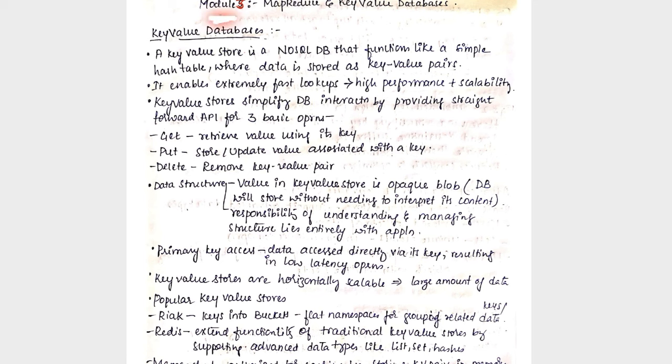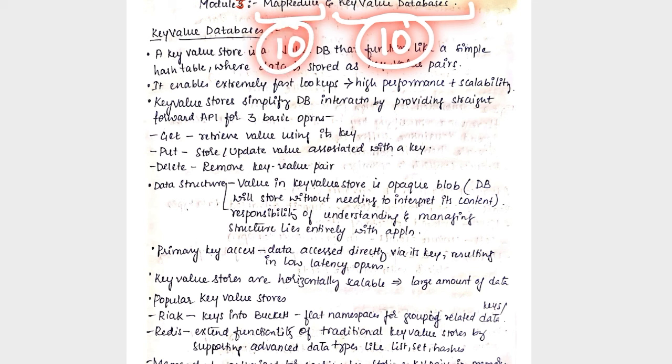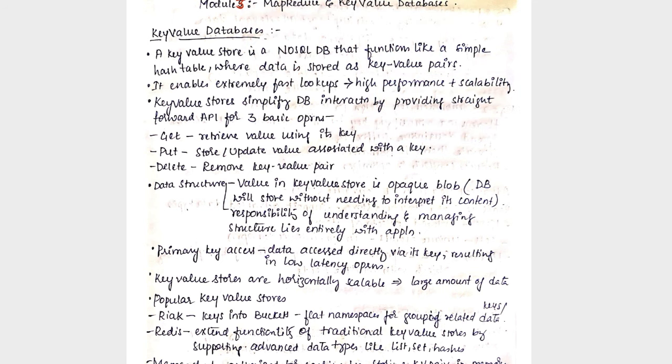So coming back to module 3, out of these two chapters, I would say key value databases is very easy, and definitely a question would be asked from this for 10 marks, and MapReduce for 10 marks. Under key value databases, there are only three topics. So let's cover key value databases first.